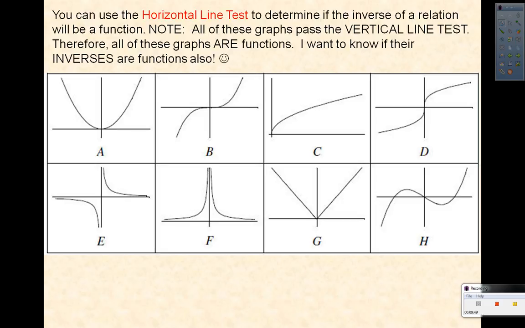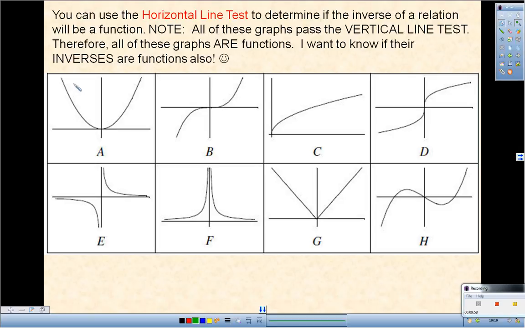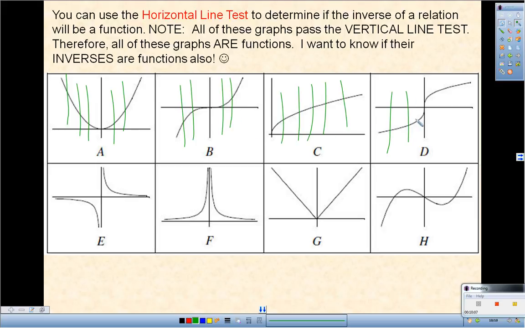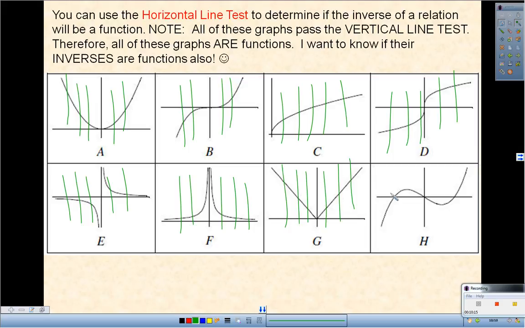Now, here's something I want you to notice, that all of these graphs do pass the vertical line test. If you remember, the vertical line test was a test where you drew vertical lines, and as long as each vertical line only touched the graph in one spot, then it was a function. So as you can tell, I'm going through here, and each one of my vertical lines only touches my graph in one spot.